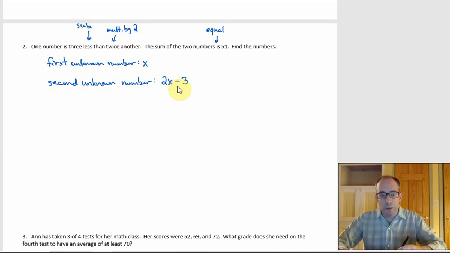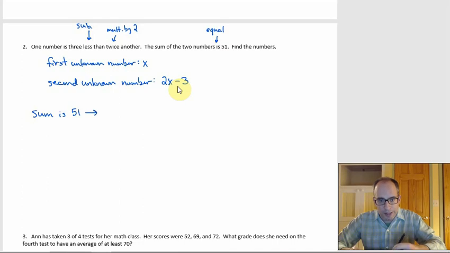And then we use the second sentence, right? So since we know that the sum is 51, then what that's going to tell us is that if we add these two together, we got to get 51. And I'm going to put the 2x minus 3 in parentheses just for effect, just so I can point at it and say, there's the second unknown number. But you don't actually need that set of parentheses here. Mathematically, it doesn't do anything. It's just for organization and for effect.